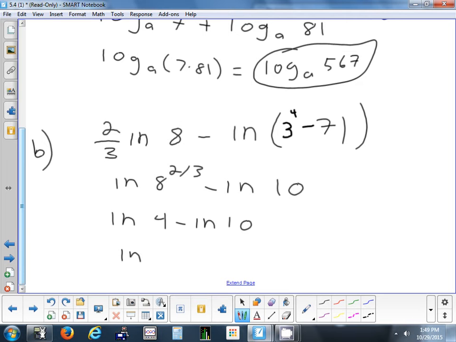So it's going to be ln 2/5. Can you explain how you get 2/5? Because you have to put 4 over 10. Yeah. So you get ln 2/5, and then that reduces. Yeah.